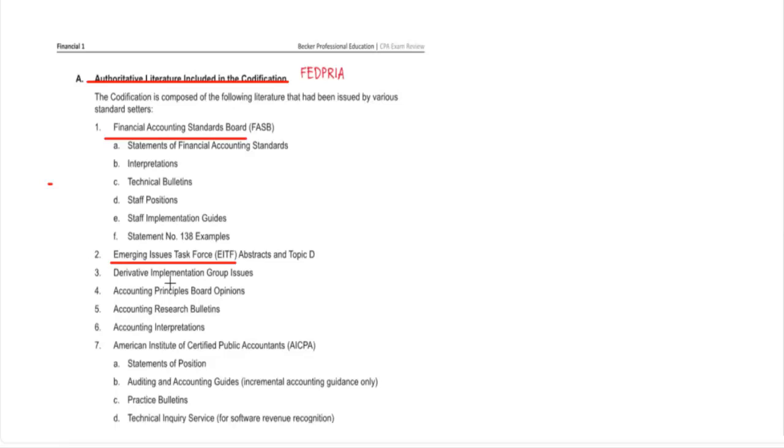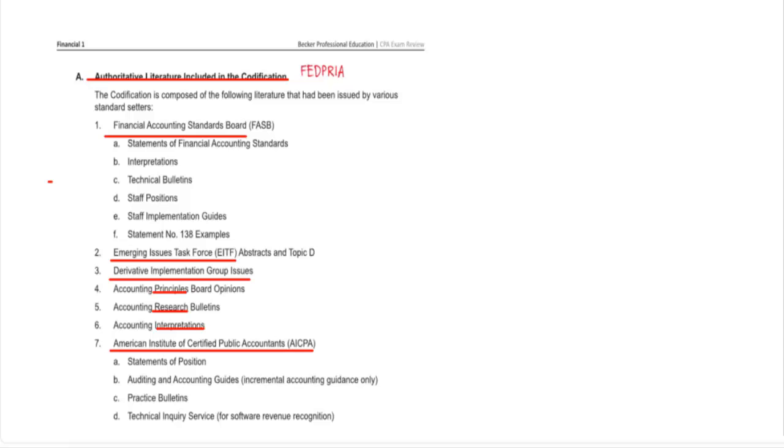Followed by D, which is FED, Derivative Implementations, Accounting Principles Board Opinions, ARBs, Accounting Interpretations, and finally, any AICPA documentation which is given to you.